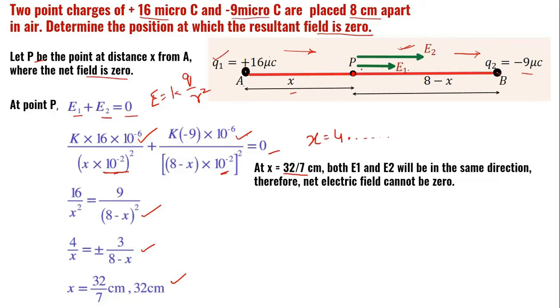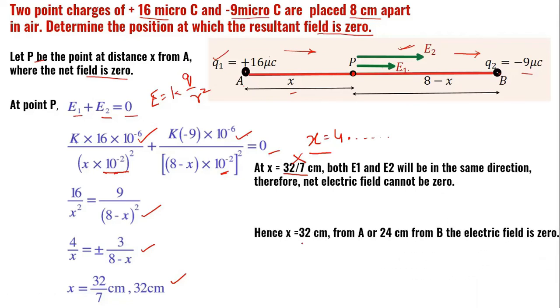Now in between A and B, if we have a point P where the electric field is to be 0, it can never be 0. Why? Because E1 and E2 in between A and B will always be pointing in the same direction. So this particular situation we have to neglect, where the net electric field can never become 0 in between A and B. Now next, how can we find the other point?